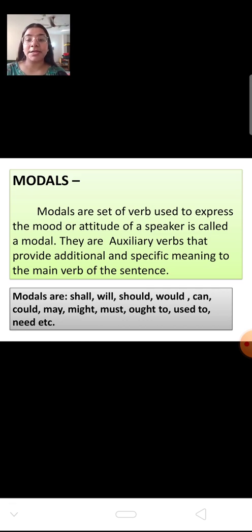Now, modals are like shall, will, should, would, can, could, may, might, must, ought to, used to, need, and so on. So these are a kind of modals. For example, if I give you a sentence, I play harmonium. Can I play harmonium? Here you can easily understand that I'm asking, can I play? That is, I am taking permission. Can I play your harmonium?